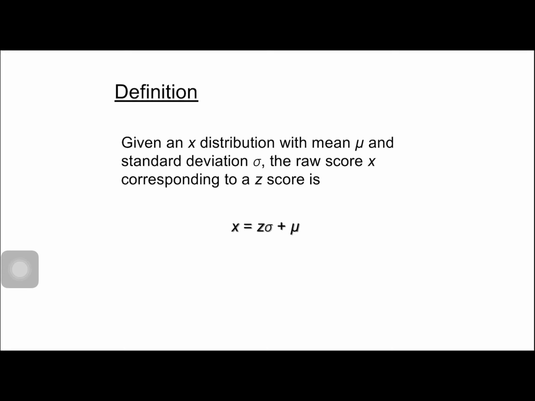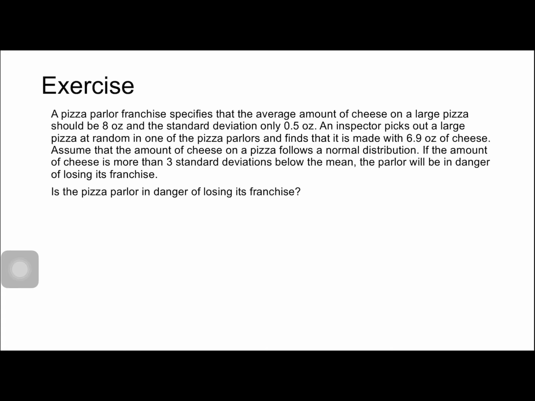Given an x distribution with mean mu and standard deviation sigma, the raw score x corresponding to a z-score is x is equal to z sigma plus mean.